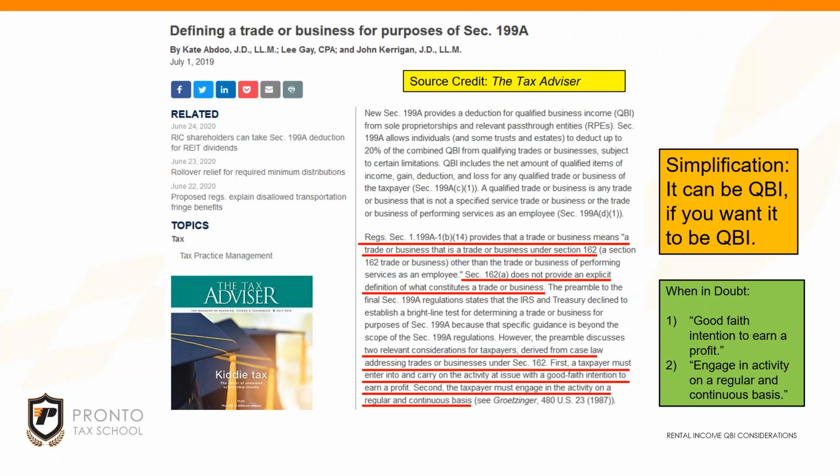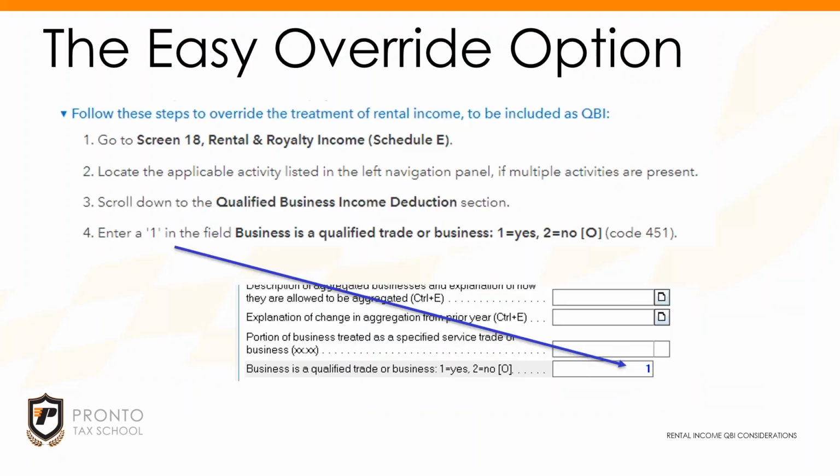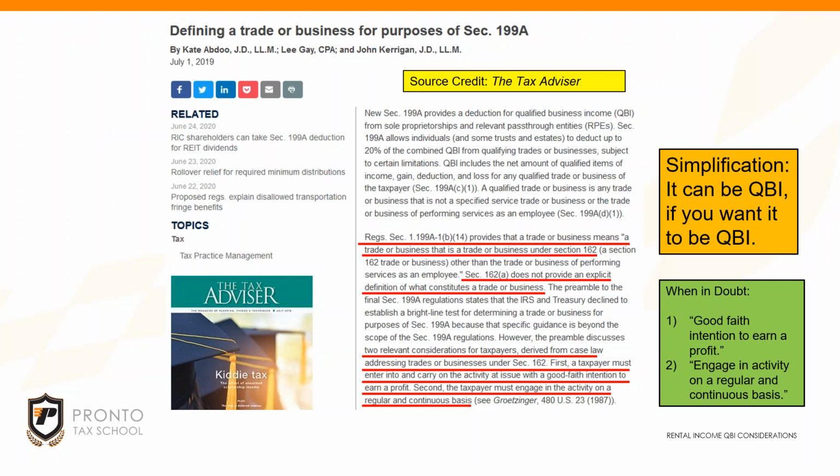And just from a tax law point of view, is rental income Section 199A eligible? Does it count as qualified business income and is it eligible for the qualified business income deduction? This is a good article here from The Tax Advisor, and the upshot of the article is that it does qualify as qualified business income if it meets the definition of a trade or business under Internal Revenue Code section 162.